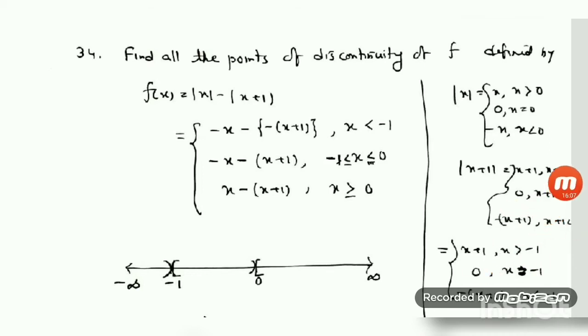Now I don't require x plus 1 greater than 0 or less than 0. That is not required. We require x greater than 0 or less than 0. That is important. That's why I have written here x plus 1 is greater than 0. If I bring this 1 to the other side, it becomes x greater than minus 1. Similarly, here 0 when x is equal to minus 1, and it is equal to minus x minus 1 if x is less than minus 1.